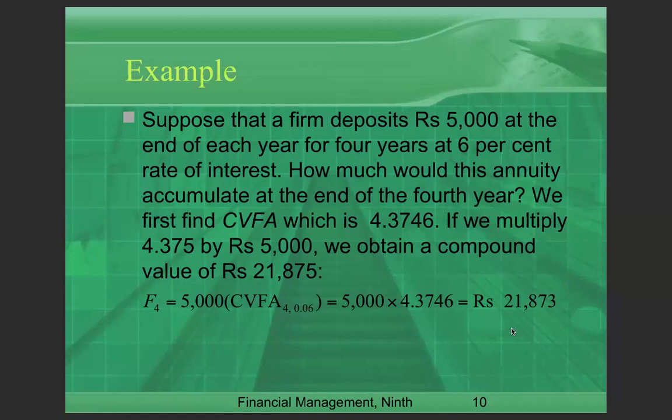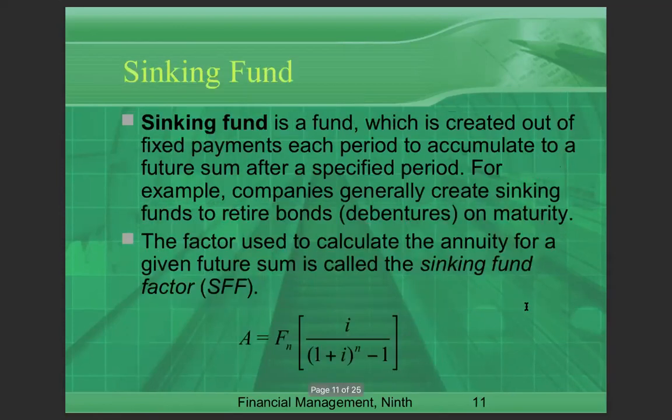So future value is equal to 5,000 into CVFA, the compound value factor for an annuity, in the table under 4 years against 6%. It gives you this value, 4.3746, which is equal to 21,873. Okay, that's it. Then let's go to sinking fund.